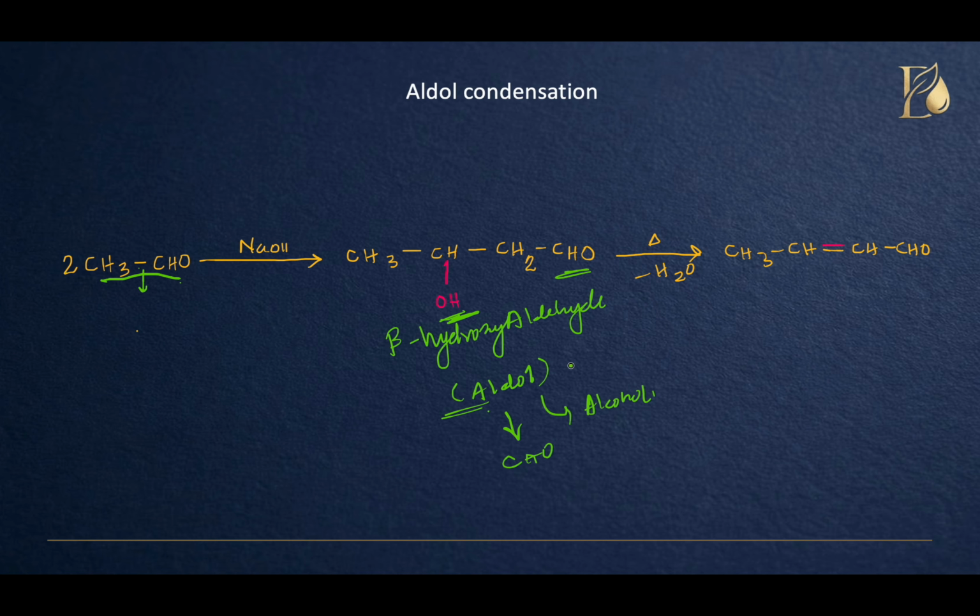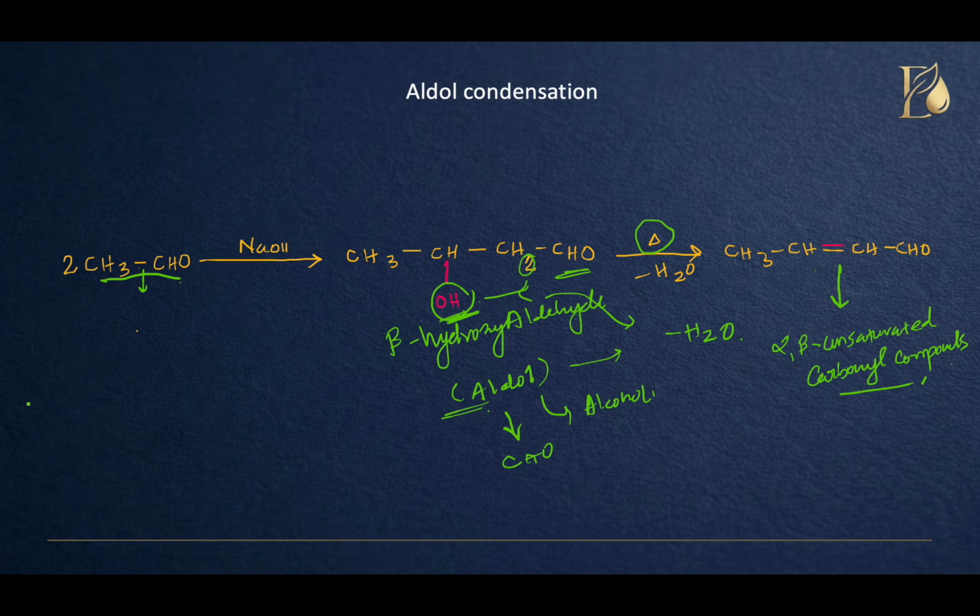This aldol, on heating, will remove a water molecule. How? This hydroxyl group plus the hydrogen atom will be removed as H2O. So what will happen? A double bond is formed between the alpha and beta carbon atoms. This is the final product of aldol condensation, and this compound is known as an alpha beta unsaturated carbonyl compound. So this is aldol condensation.